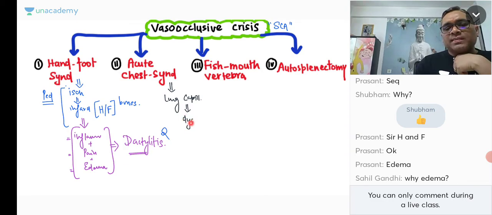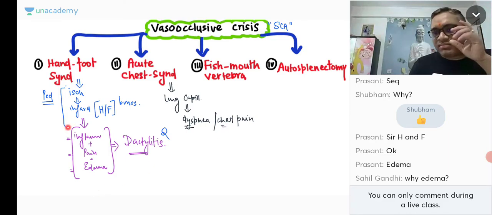So patient will be having dyspnea and chest pain. I understood, dyspnea and chest pain. So imagine a clinical scenario. This is how our next exam will be asked.